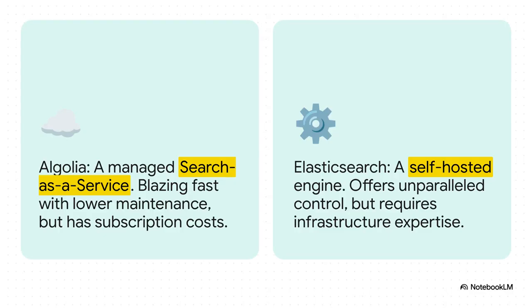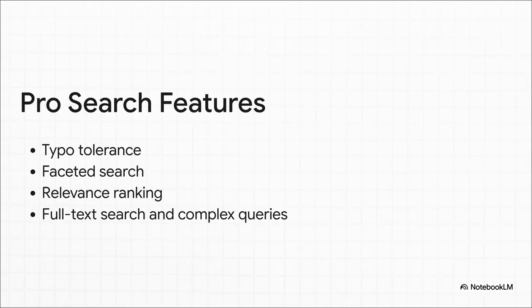All right, now for the heavy hitters. When search isn't just a feature, but it's the absolute core of your application, you need an enterprise-grade solution. And your choice here really boils down to this: a managed service like Algolia, where they handle all the tricky infrastructure for you, or a self-hosted beast like Elasticsearch, where you have total granular control. So why would you go through all that trouble? Because they give you features that a simple database query just can't dream of. Things like typo tolerance, so users find what they're looking for even if they misspell it. Faceted search, which is that filtering by category you see on e-commerce sites. And smart relevance ranking, to always bubble the best results to the top.